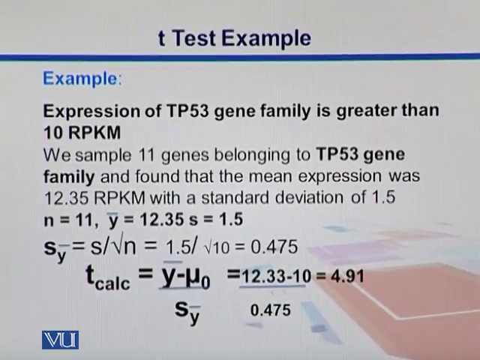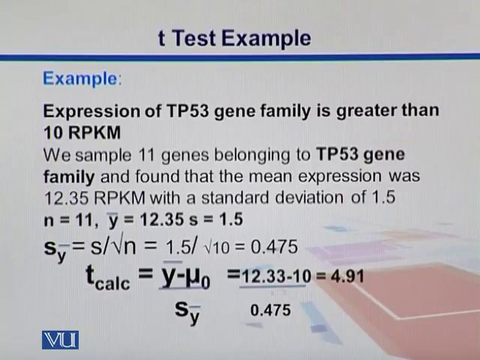So here we are interested in expression of this TP53 gene family. TP53 encodes a protein called P53, which is a tumor suppressor gene. We believe that this expression is greater than 10 rpkm. We sample 11 genes, say they are belonging to TP53 gene family, and we found that the mean expression was 12.35 rpkm. Whereas the standard deviation for this distribution, these 11 numbers, they comprise a distribution, is 1.5.